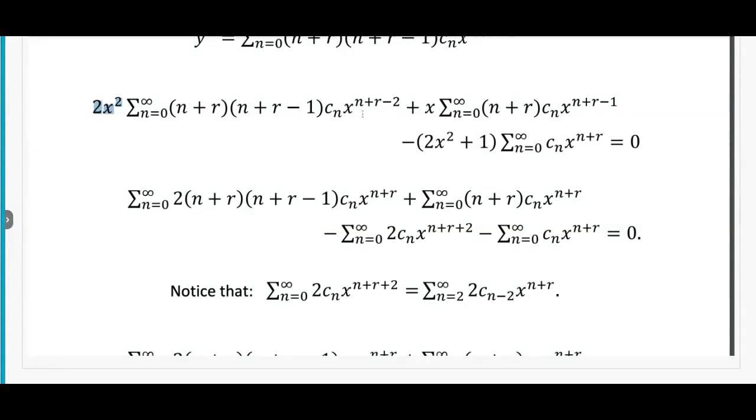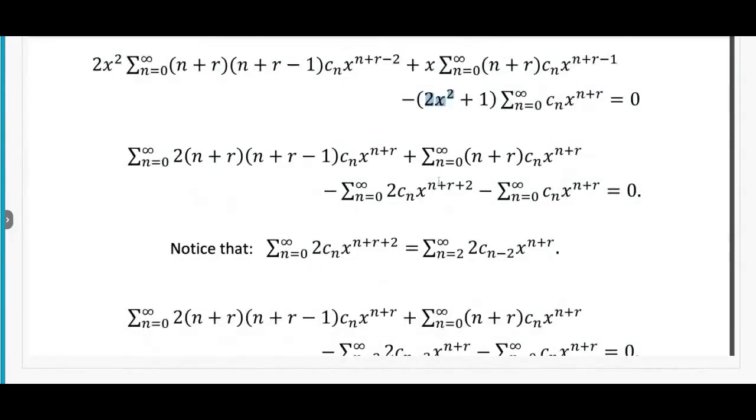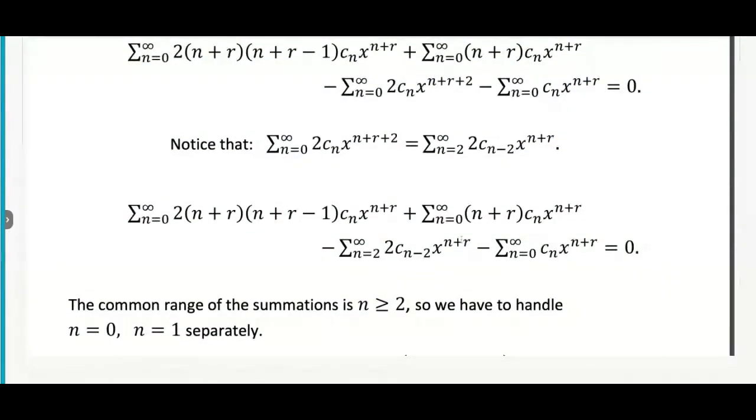This term, no problem, because we multiply x squared, that kills this -2. This term, no problem, x times x raised by -1, so that becomes x raised by n plus r. This term, we have a problem because we have x squared. Once we multiply out, we get n plus r plus 2. So how do we get rid of this plus 2? We reindex. So we reindex, we want n to start from 2. So now this term is x raised by n plus r. So that means we can collect the coefficients of x raised by n plus r.